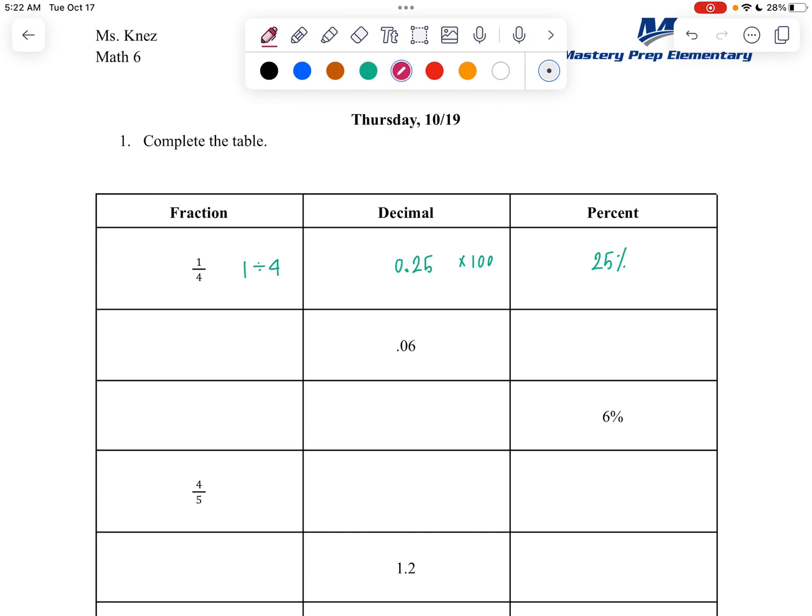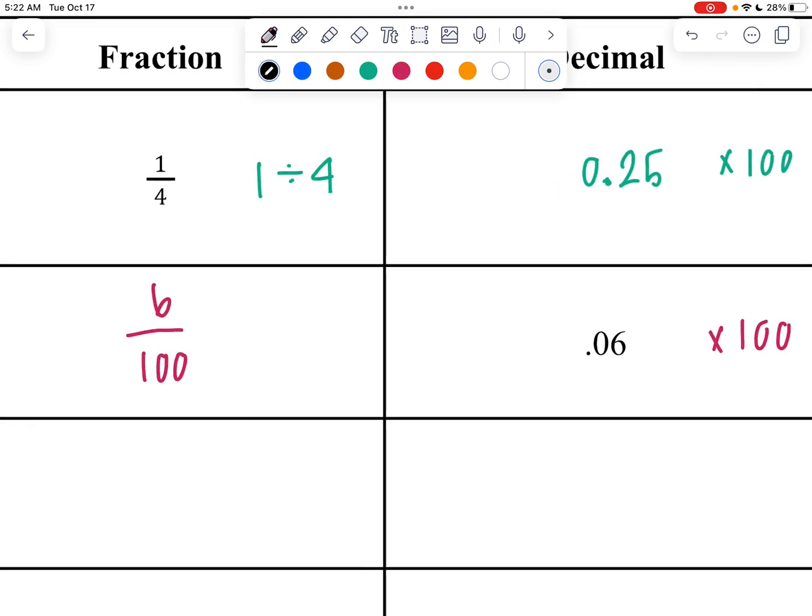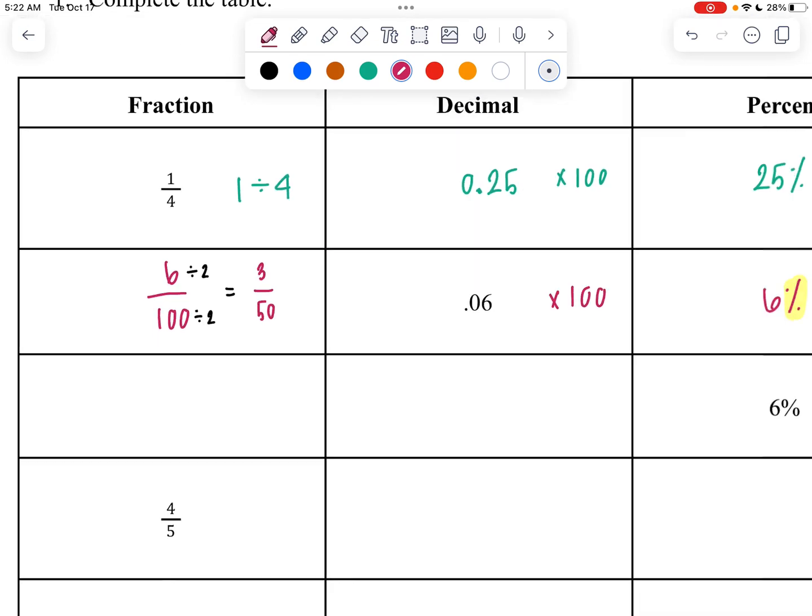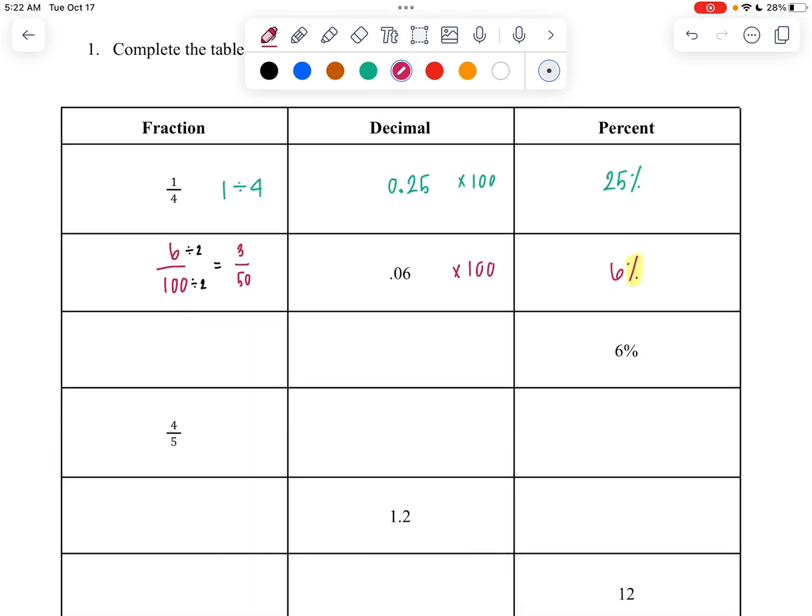When I start with a decimal first, I can move to a percent by multiplying times 100, so 6%. And remember that this percentage symbol literally means per 100. So 6% means 6 per 100, or 6 hundredths. Of course, this fraction could be simplified because I could divide the top and the bottom by 2 for a simplified fraction of 3 over 50. And lastly, we have 6%.